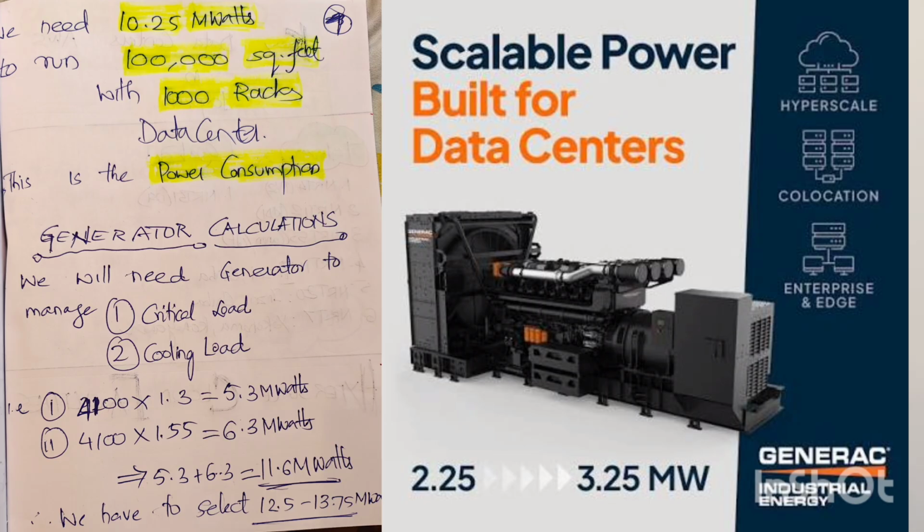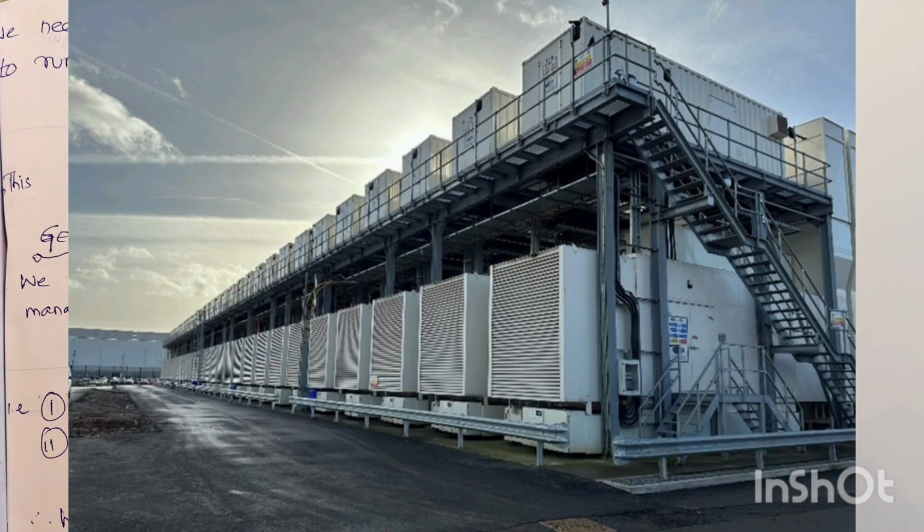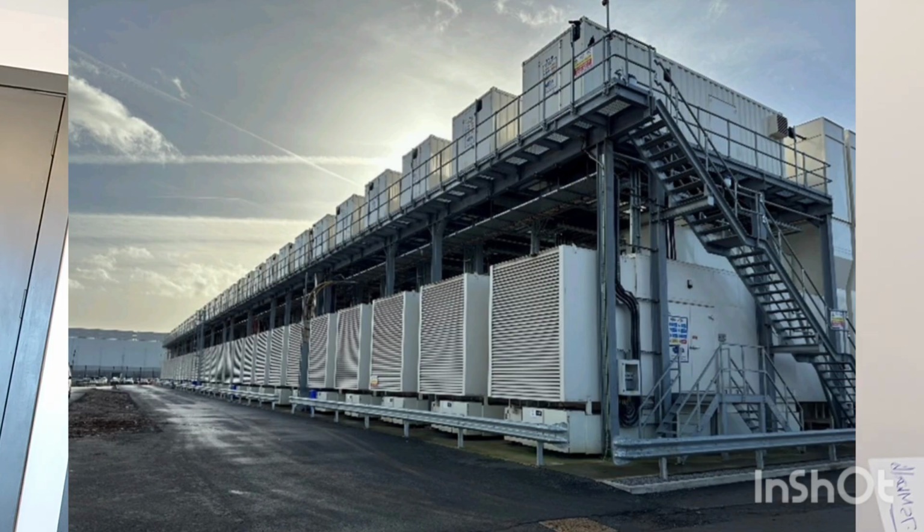Usually, you can have one generator, or you can have four generators of 4 megawatts, so that even if one fails, you have three running and you are still supplying 12 megawatts. So we have four smaller generators providing 3 to 4 megawatts per generator. Okay, so that's the generator calculation. Remember, for the generator, you multiply the critical load by 1.3, and the cooling load by 1.55. Thank you.